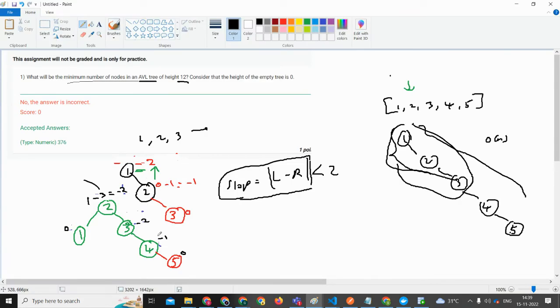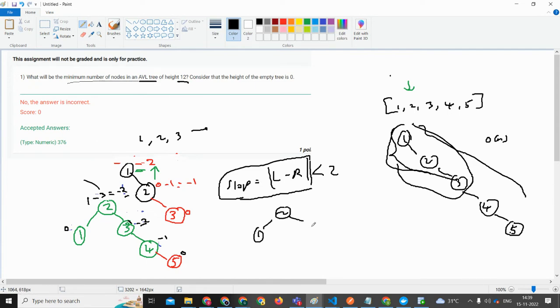In this case we have more elements on the right-hand side. There was some condition checking whether it is -2, so we have -2 here. First we need to balance the lower part. So how do we do that? 4 will go up and 3 will come on the left.